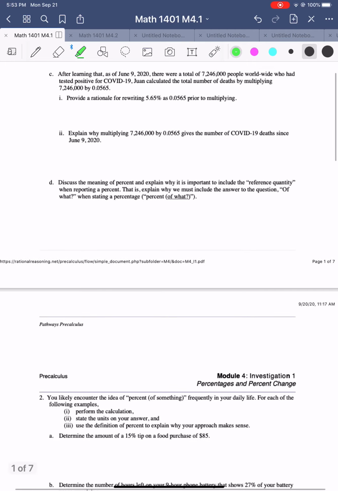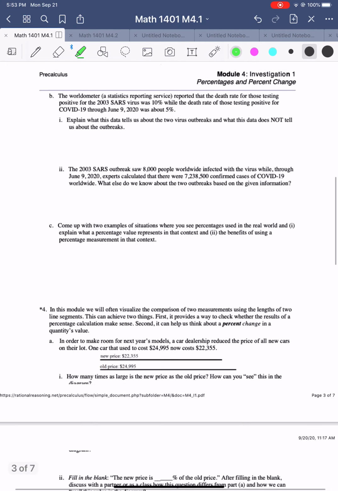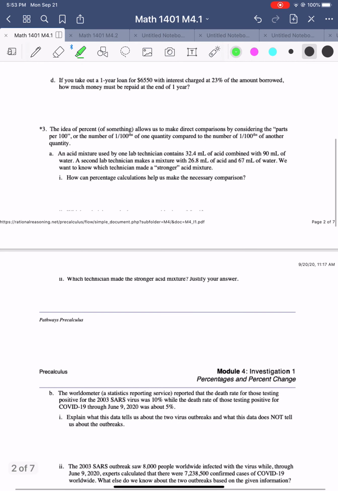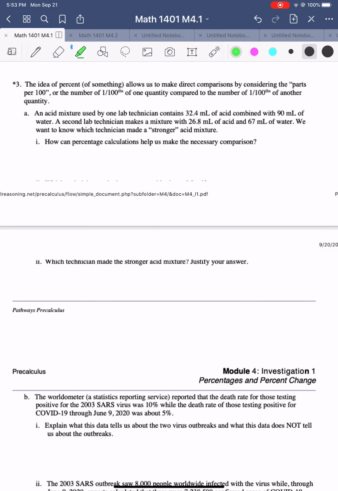So we're going to talk about number 3 here. The idea of percent allows us to make a direct comparison by considering the parts per hundred, or the number of 1/100ths of one quantity compared to the number of 1/100ths of another quantity.